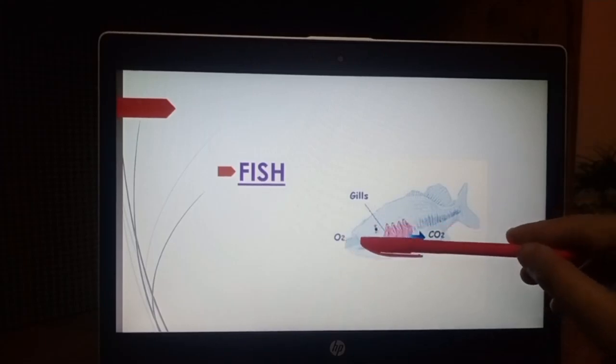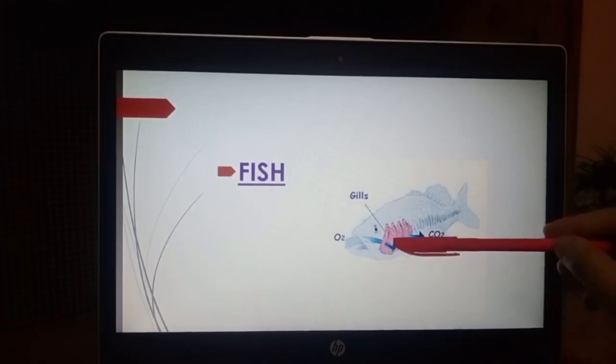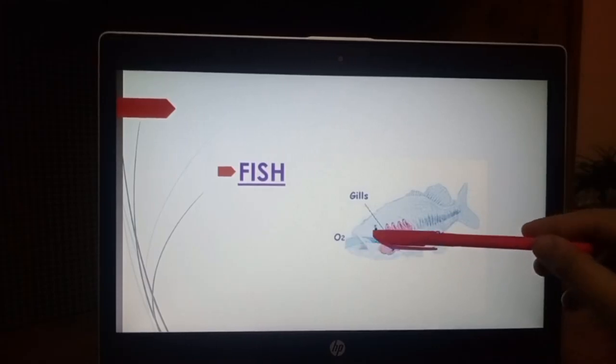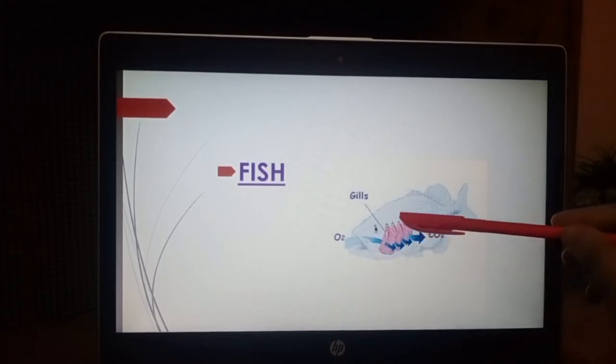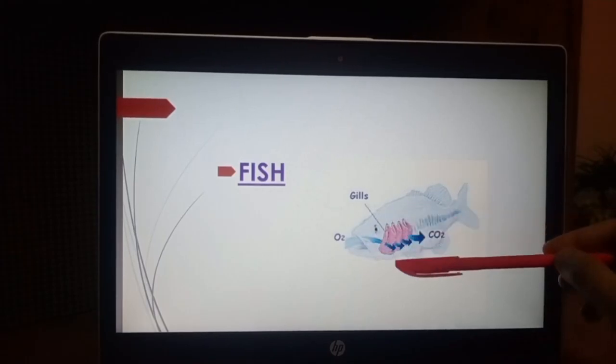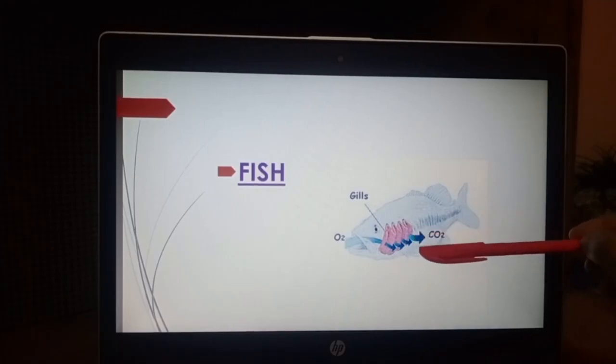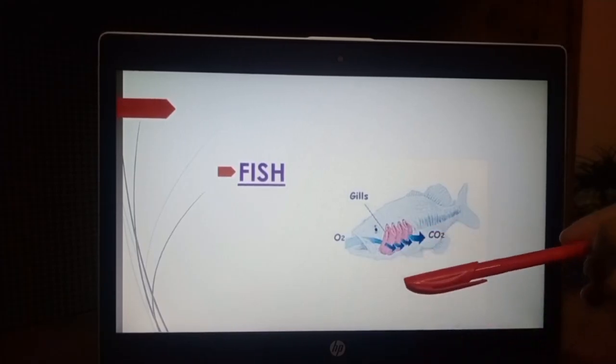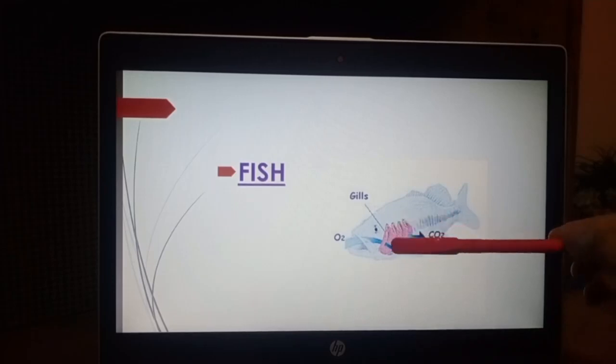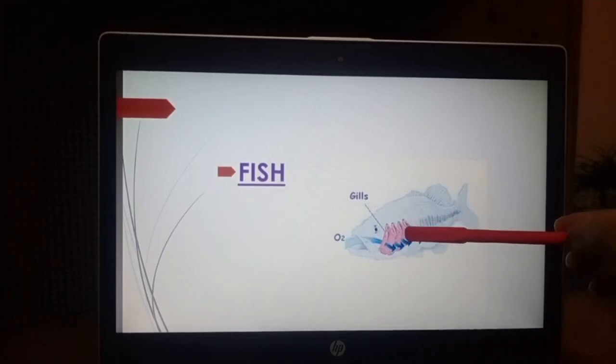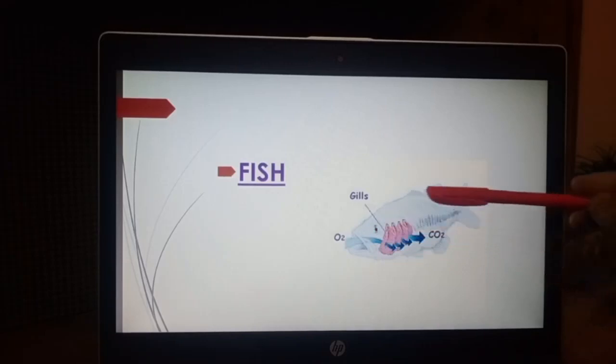Water enters through its body. Along with water, oxygen also goes inside its body, and the oxygen moves inside the body, and the excess water along with carbon dioxide comes out through these gills. Now the blood in the body is red in color because of the presence of hemoglobin.